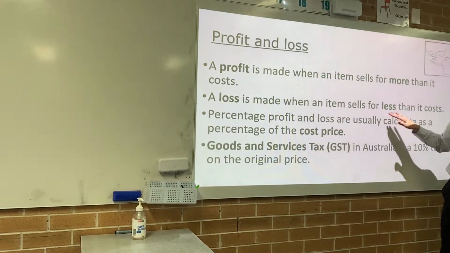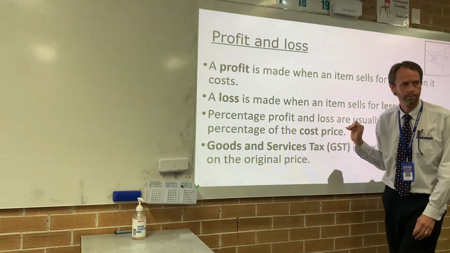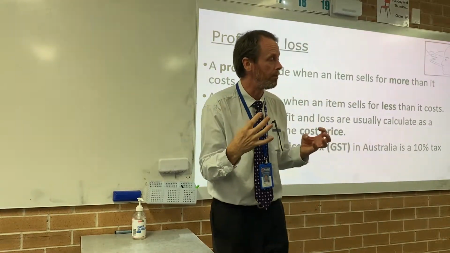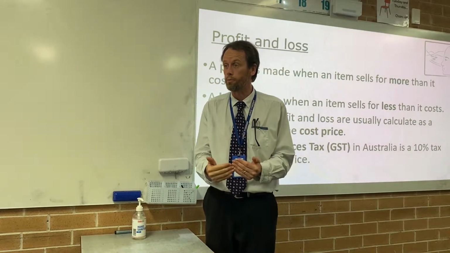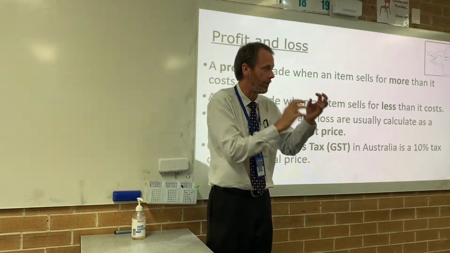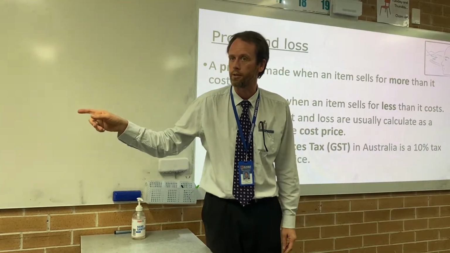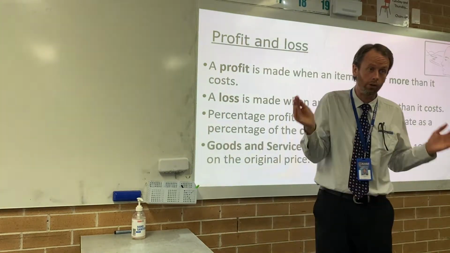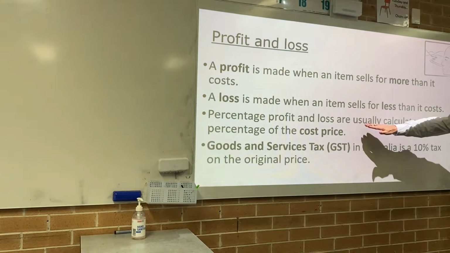A loss, though, is made when you sell it for less than it costs. At the moment, in our supermarkets, for example, they often sell milk for less than it costs to produce. But the supermarket goes, if I get you to buy milk, then you buy a few other things and I'll make my money back on those other things. So they make an individual loss to make a greater profit. That's their theory.